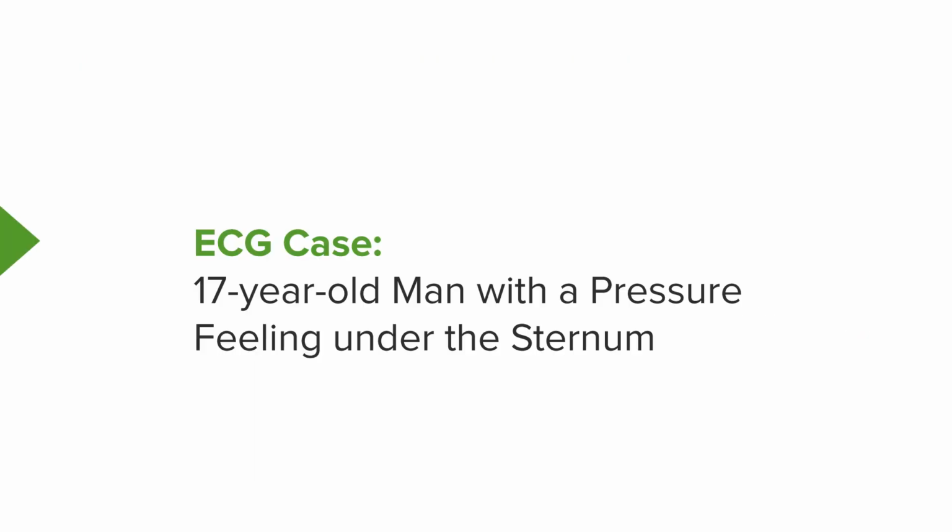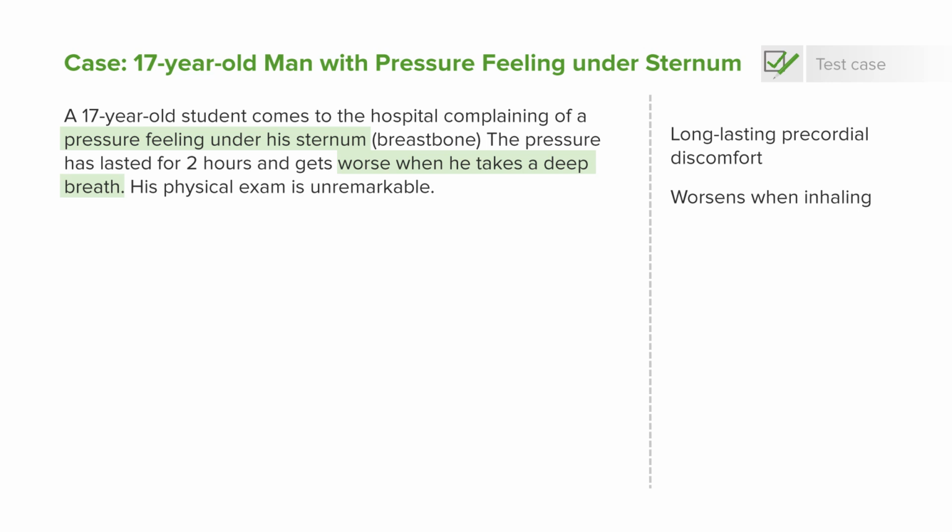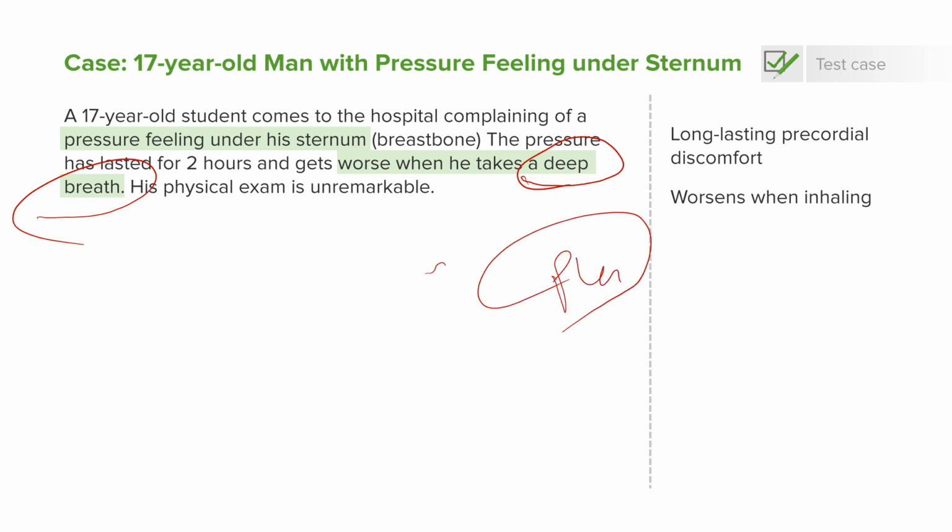So another case. This is a 17-year-old student who comes to the hospital complaining of pressure under his sternum. The pressure lasted for 2 hours and gets worse when he takes a deep breath. So the chest pressure is increasing with a deep breath. This is known as pleuritic type of chest pain. And once we see this, we can diagnose that the patient has either pneumonia or pleural disease, or the patient might be having some kind of pericardial illness.